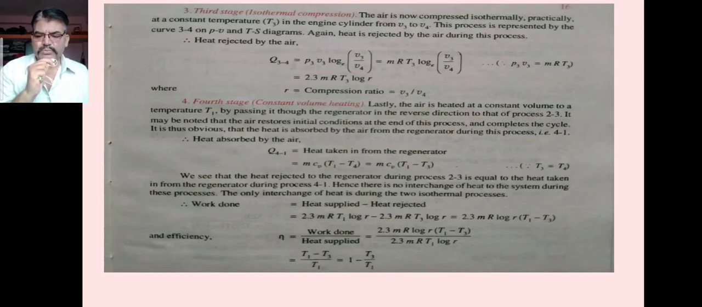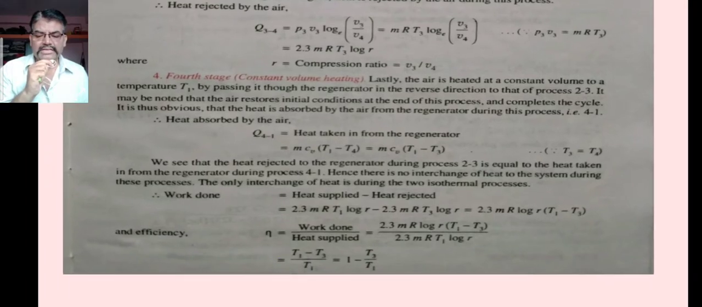The next process is process 4 to 1, the constant volume heating process. Air is heated at constant volume to temperature T1 by passing it through the regenerator in the reverse direction to that of process 2 to 3. So in this process, heat is absorbed by the air, and we can write Q4 to 1 equal to the heat taken from the regenerator. The equation is mCv (T1 minus T4). As I told you, m is mass, Cv is the specific heat at constant volume, higher temperature minus lower temperature.